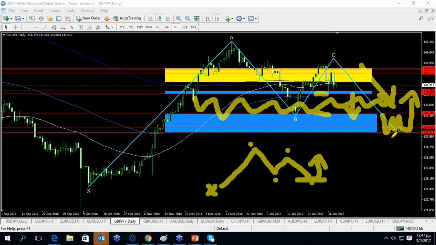Okay, so perhaps we've got the NFP and various other factors on the fundamentals that would actually either pull or push prices up or down, and create more volatility based on that fundamental side of things.